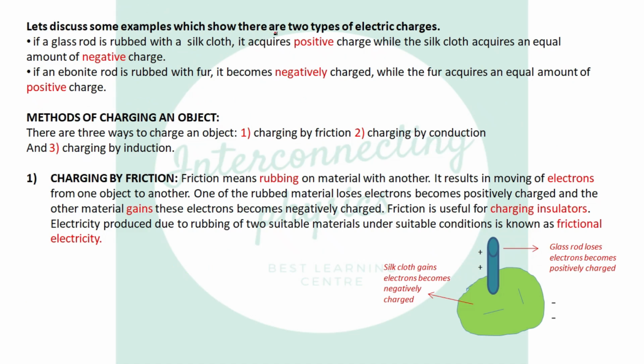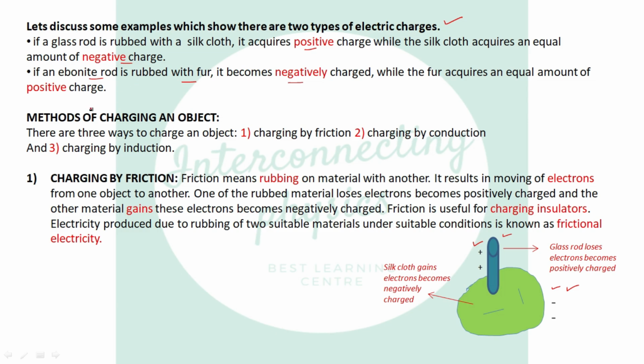Now there are many examples which show there are two types of charges. Suppose we have a glass rod and a silk cloth. When we rub these two together, the glass rod starts losing electrons and the silk cloth starts gaining electrons. So the glass rod becomes positive and the silk cloth becomes negative. So we have only two options, one positive and one negative. It means there are two types of charges, positive and negative. Similarly, an ebonite rod when rubbed with fur becomes negatively charged because it gains electrons from fur, and the fur in turn becomes positively charged because it loses electrons to the ebonite rod.